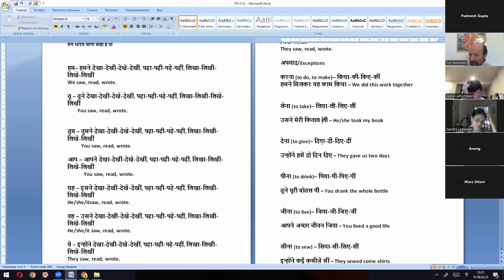Dena is the same. The same rule as for lena, it will change like diya, di, diye, di. For example, we say they gave us 2 days, right? उन्होंने हमें, this form which we have just learned, उन्होंने हमें, to us, 2 दिन दिए. Diye because it's plural masculine. उन्होंने हमें 2 दिन दिए.